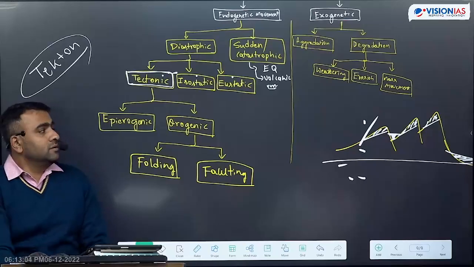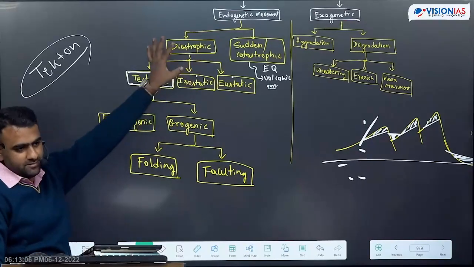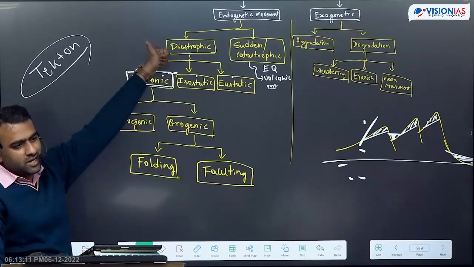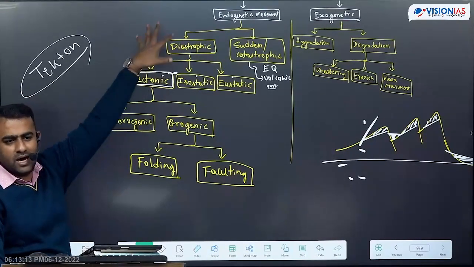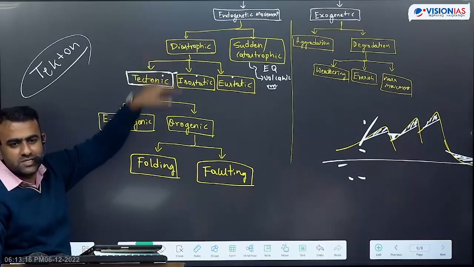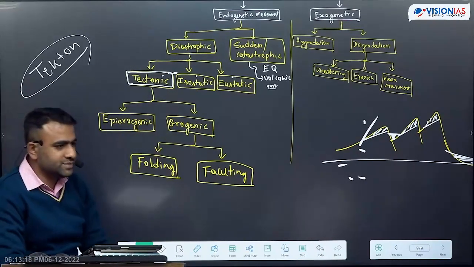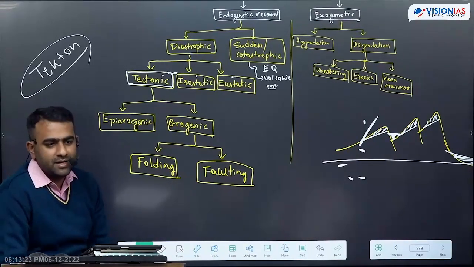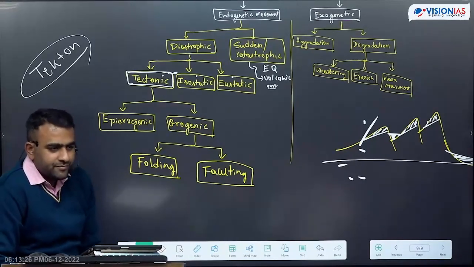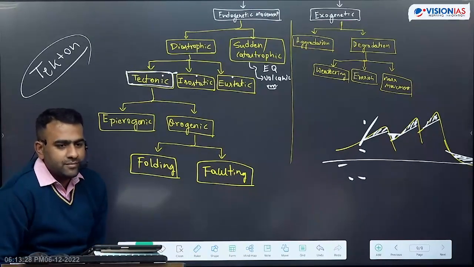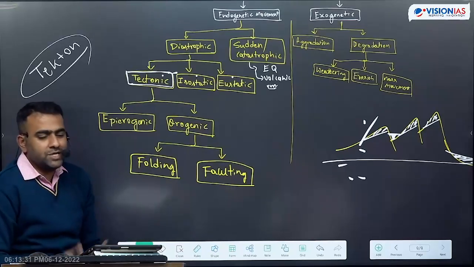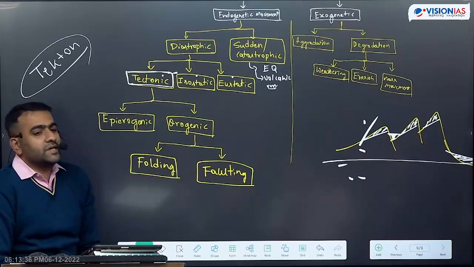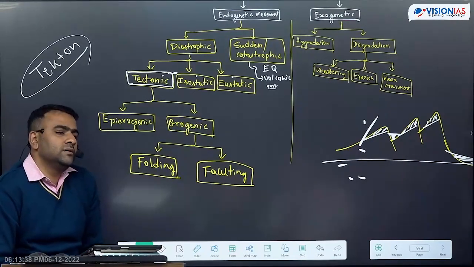Tectonic movements are those diastrophic movements. Diastrophic means slow and continuous, unobservable over a large area. That is what diastrophic movements are, which result in the building up of new types of landforms. For example, a mountain or a plateau or a plain is created by this. As a result of these tectonic movements, there is a creation of new landform. So any such diastrophic movements which create new landform are called tectonic movements.